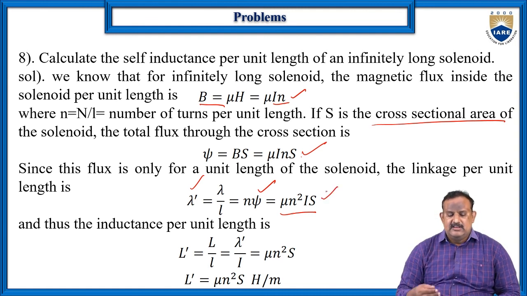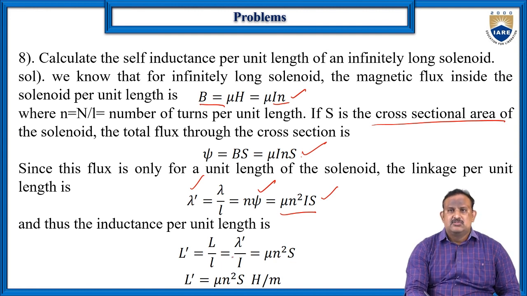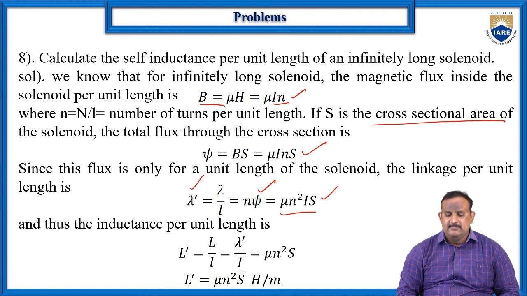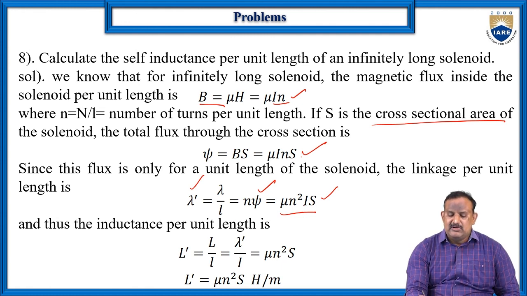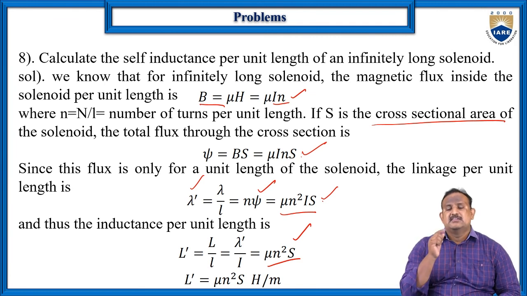Thus, we need to calculate the inductance per unit length. The inductance per unit length is L dash, which is equal to lambda dash by I. Already lambda dash is mu N square I S. So lambda dash by I equals mu N square S, which is the inductance per unit length of an infinitely long solenoid.